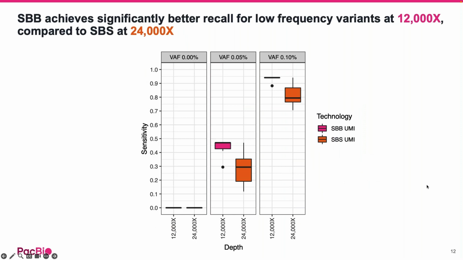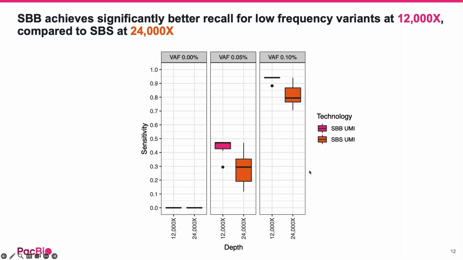What does this look like across all variants? Here I'm showing a plot of the sensitivity or recall for three different allele frequencies. So this is the 0% wild type sample, the 0.05% sample, and the 0.1% sample. And recall, just to remind you, is the number of variants that we called correctly out of the total number that were there in the sample. So this is the percentage of the known variants in the reference sample that were called by each technology for each allele frequency. And SBB here is in pink or magenta, and SBS is in orange.